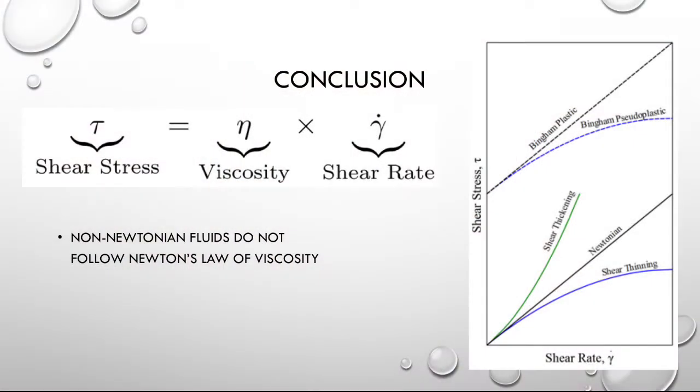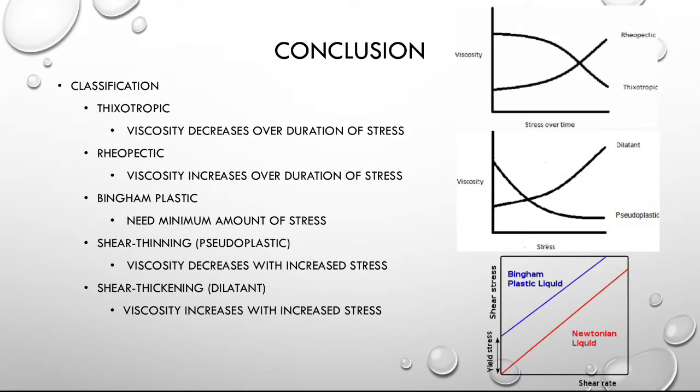Wrapping it all up, Newton's law of viscosity states that Newtonian fluids have a linear relationship between shear stress and shear rate, passing through the origin, resulting in a constant viscosity. Non-Newtonian fluids do not follow Newton's law of viscosity. Non-Newtonian fluids can be classified by being thixotropic, rheopectic, Bingham plastic, shear thinning, or shear thickening, depending on the duration and magnitude of applied stress.